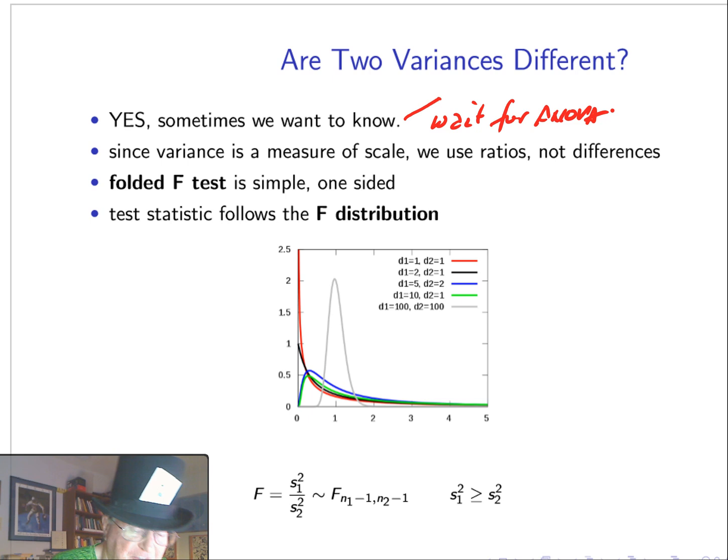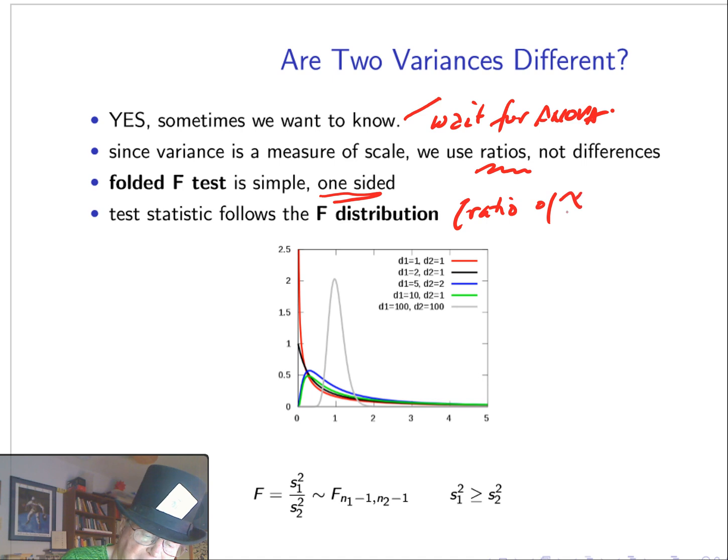Since variance is a measure of scale rather than differences, we use ratios rather than differences. We're going to use what's called the folded F-test. We're going to do a little trick to make this into a one-sided test, so it's really, really easy. The test statistic follows what's called the F-distribution, which is a ratio of chi-squares, which are variances. It's a skewed distribution with shapes like this, and the expected value, the mean, is approximately 1 under the null.